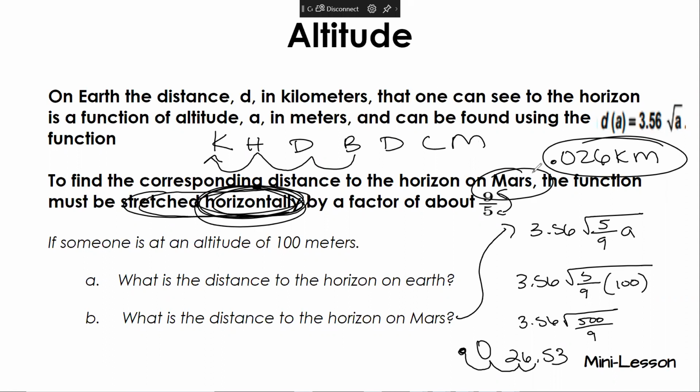Yep. That's what I just looked up. Mars is about half the size of Earth. That's what it says. I didn't know. Now we know.